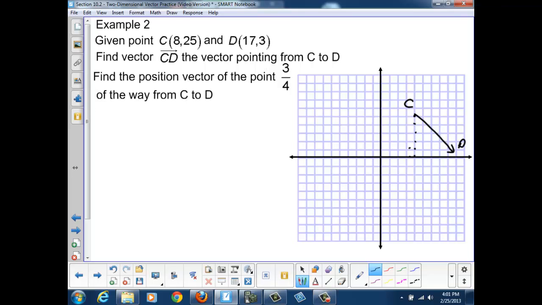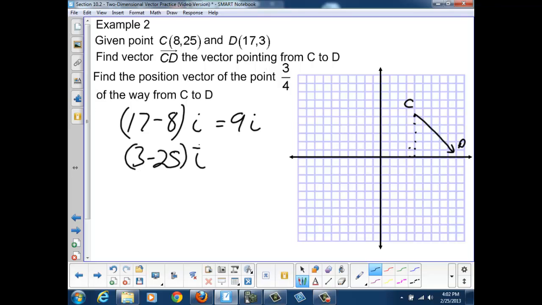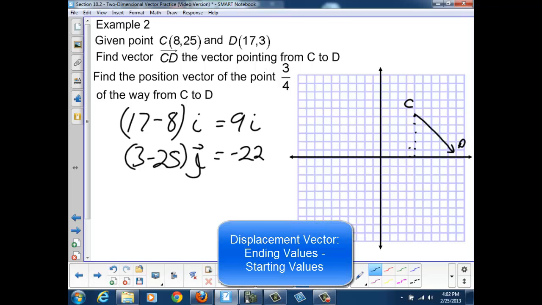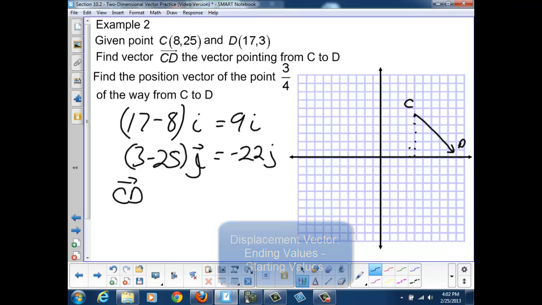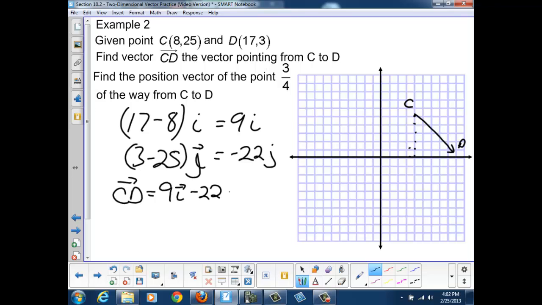Well, to get from C to D, I ended up at 17 and started at 8, so my i value will be 9. And I ended up at 3 and started at 25. My y values, or in the j direction, I ended up going negative 22j. So my vector CD from C to D would be 9i minus 22j.